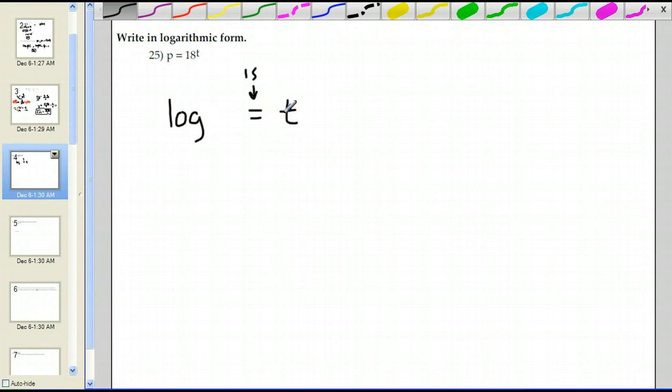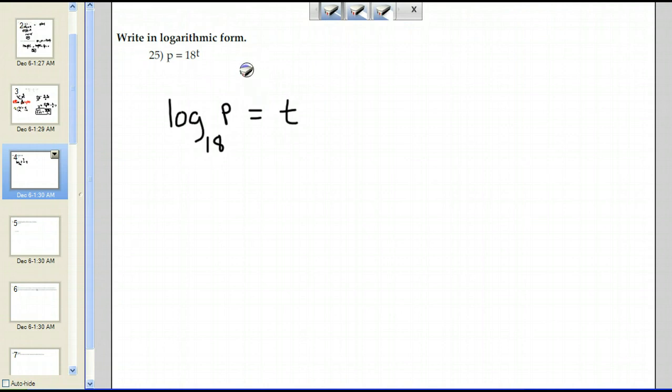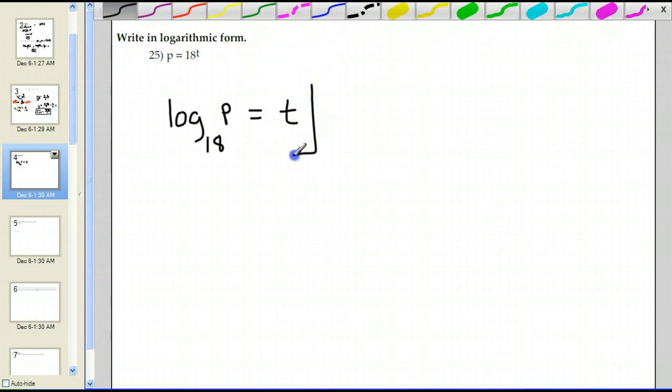Now, that leaves two things left. It leaves this 18, and it leaves p. Well, down here in the logarithm, this is where we write the base. The base of this exponential is 18, so we're going to put the 18 down here, and then the only thing left is the p. So that means p goes right there. So log base 18 of p equals t. So there's our answer.